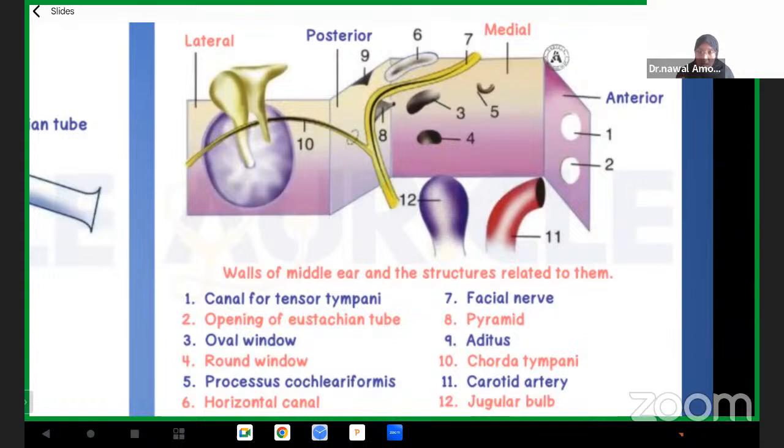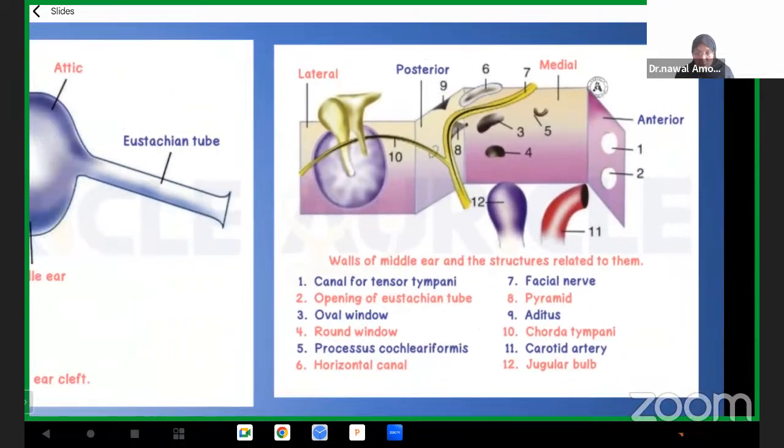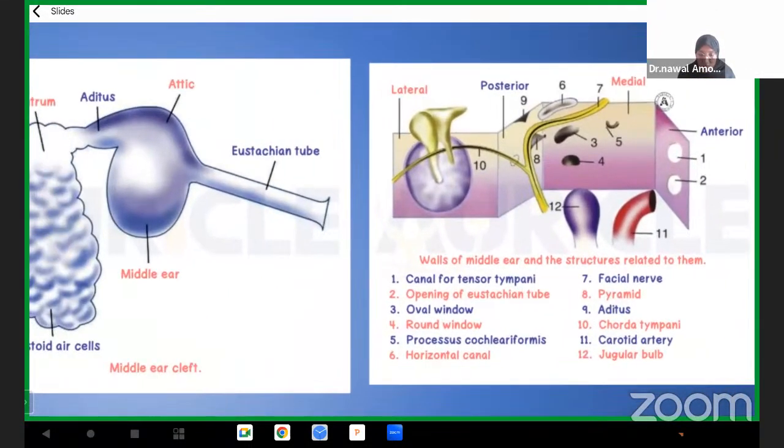The first is the canal of tensor tympani, from which the tensor tympani muscle enters. And the second is the opening of the auditory tube. All right. So if you come to the left side of the page, you see the auditory tube. This auditory tube is actually coming from the second opening of the anterior wall.